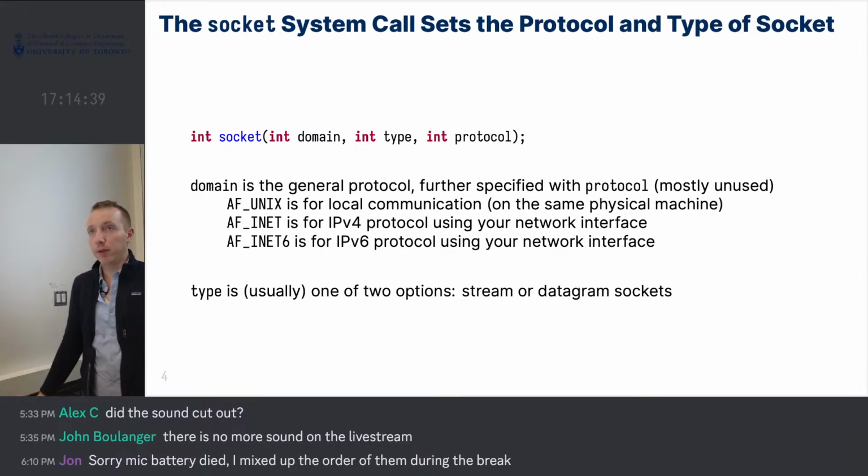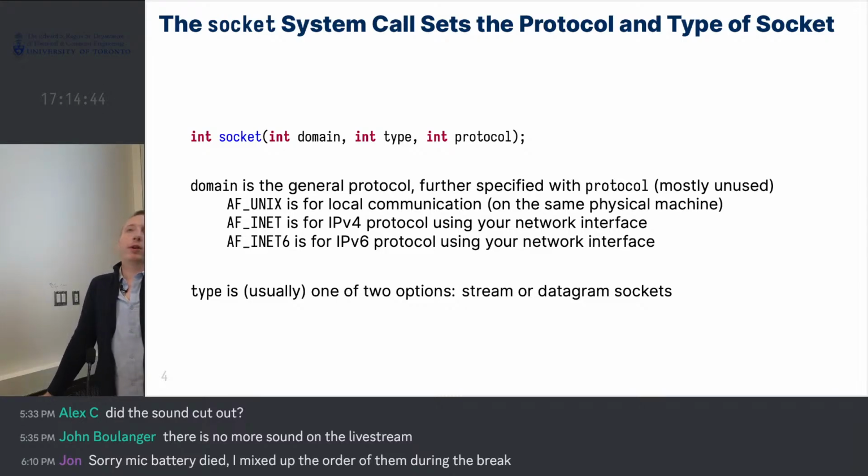So let's go over the system calls really briefly. So the socket system call sets the protocol and the type of socket. So it takes 3 arguments. The last one is no longer used, so it's just always 0.